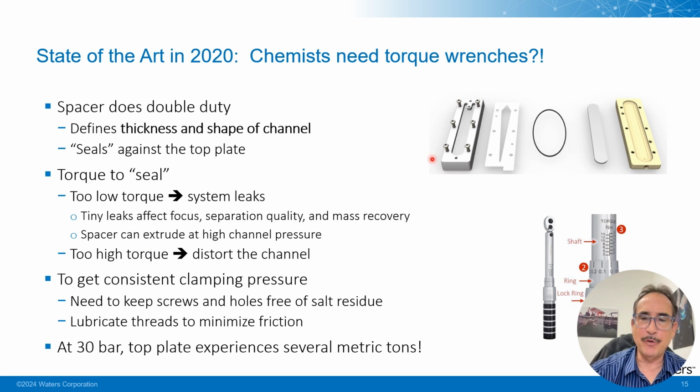Moreover, the problem with torque wrenches is it's very labor intensive, and if the screw holes are not perfectly clean, if you get a little salt in one of these things, then the torque that you're carefully adjusting is not clamping the channel together, just overcoming friction. And moreover, this design is a large area channel. When you pressurize it to 30 bar, you can have several metric tons that are pushing these plates together.